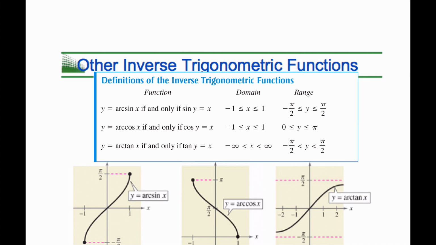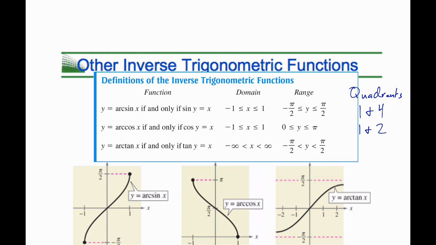I'm going to add another column here. We're going to call this the quadrants column. And for sine, we were talking about quadrants 1 and 4. For arc cosine, similarly, y equals arc cosine, or inverse cosine, of x if and only if cosine of y equals x. So again, the domain is between -1 and +1. We never get a cosine value greater than 1 or less than -1. But in this case, our range is going to be between 0 and pi. So we're really focusing on quadrants 1 and 2.